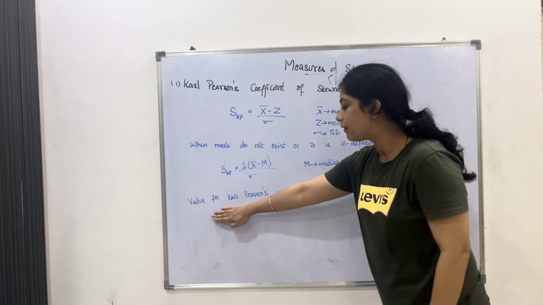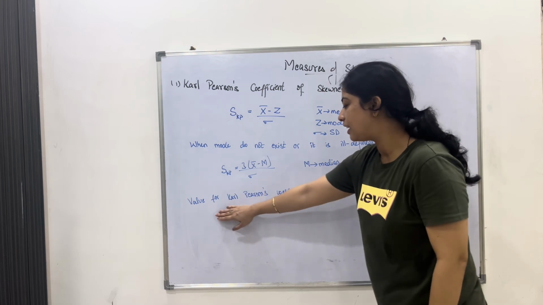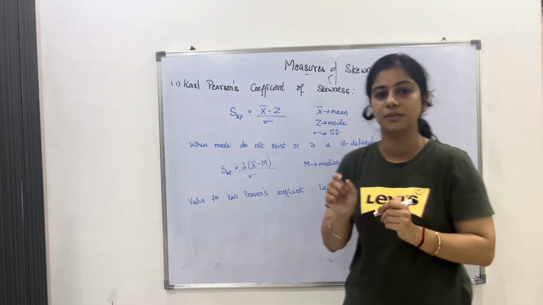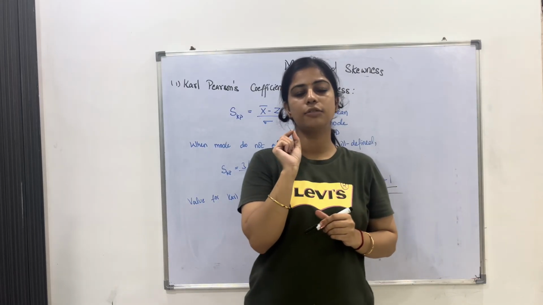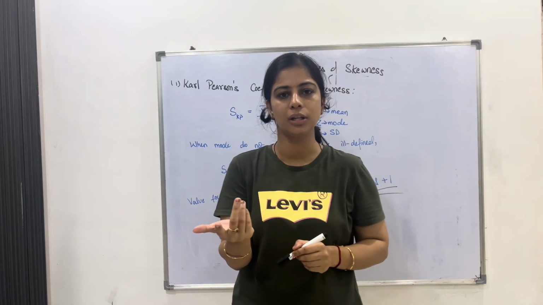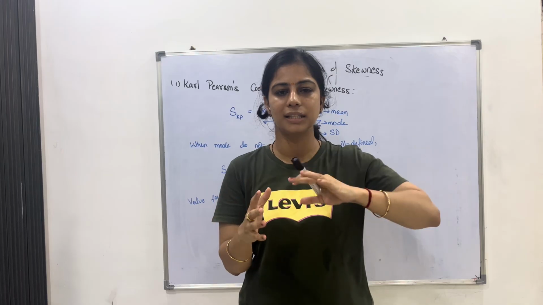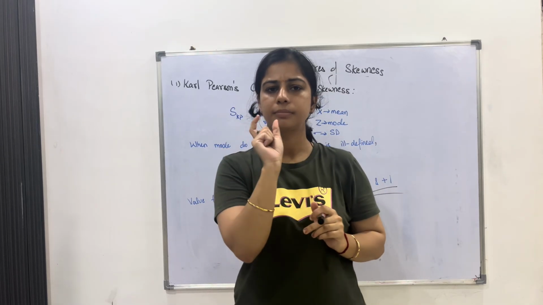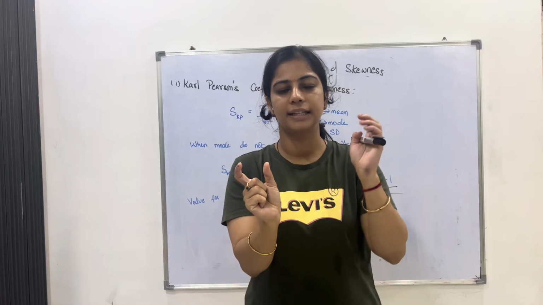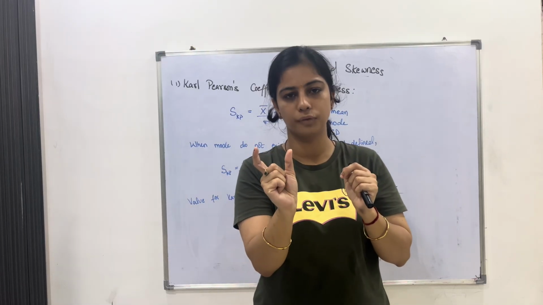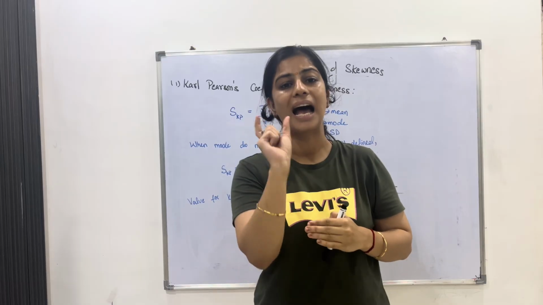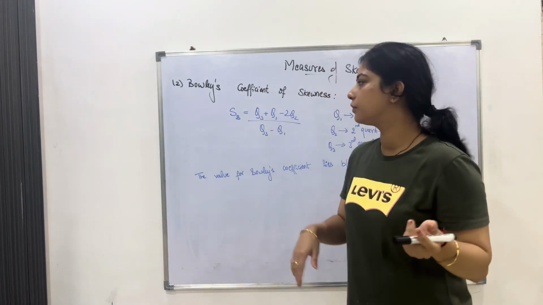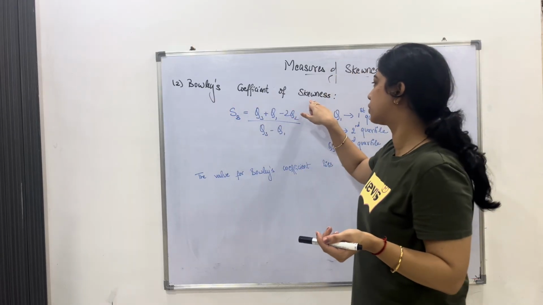Now, what is the value of Karl Pearson's coefficient? The value of Karl Pearson's coefficient lies between -1 and +1. This is very important to know. In the case of measures of central tendency and dispersion, there was nothing like this, no boundaries defined for the value. But in the case of skewness, there are some boundaries defined: the value which you get after calculating the answer has to lie between -1 and +1. And let us see the next measure, which is Bowley's coefficient of skewness.